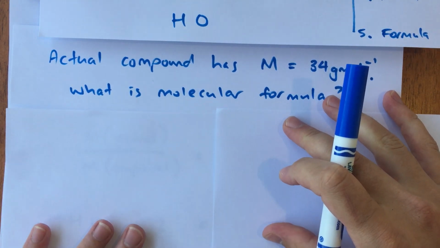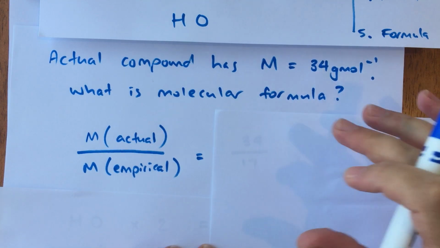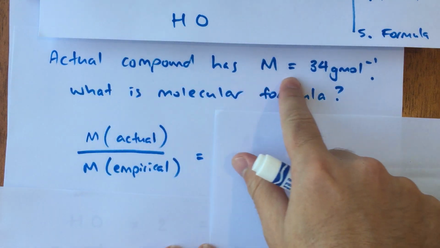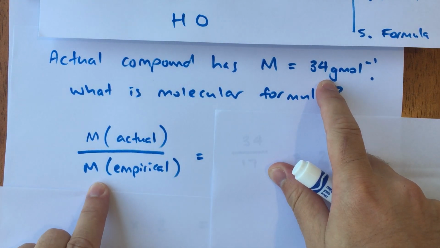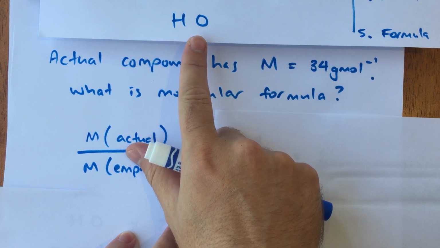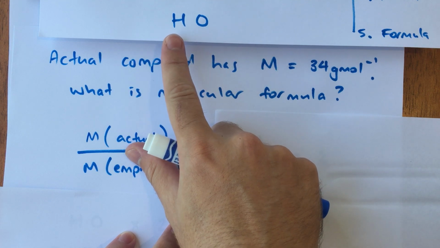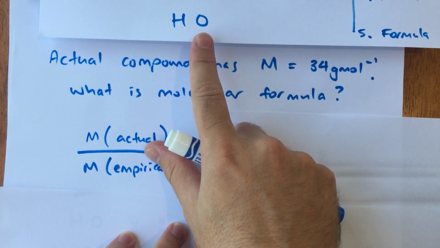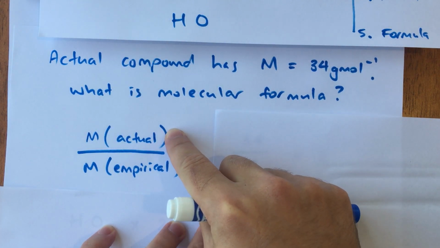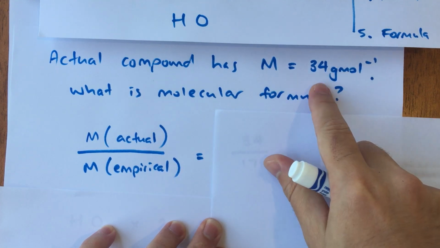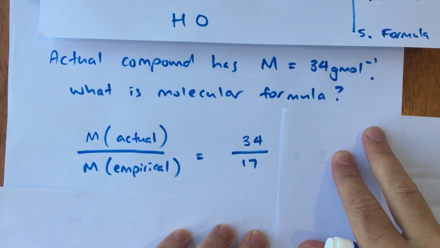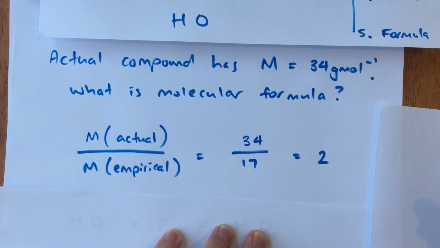To work out that number, you take the molar mass of the actual compound. In this case, that's 34 grams per mole. I've been told my actual compound has a molar mass of 34. And we divide that by the molar mass of the empirical. So if I look back here at my empirical, I have 1 H and 1 O in the empirical formula. H is 1 and O is 16 from the periodic table, so they combine to give 17. So if I divide the molar mass of my actual by the molar mass of my empirical, I'm going to divide 34 by 17. And that comes out with a ratio of 2.